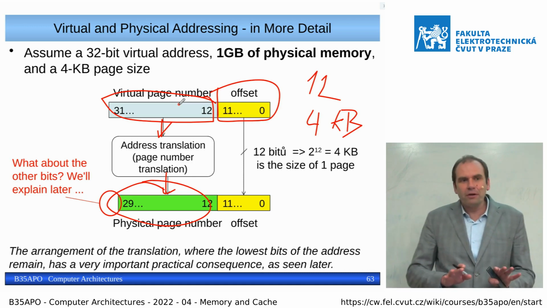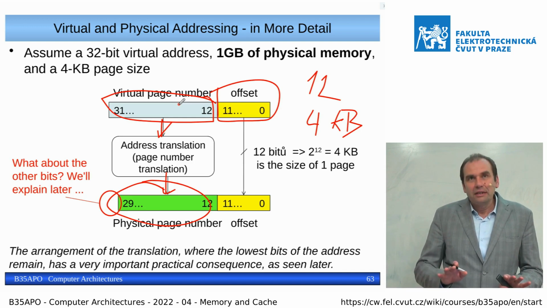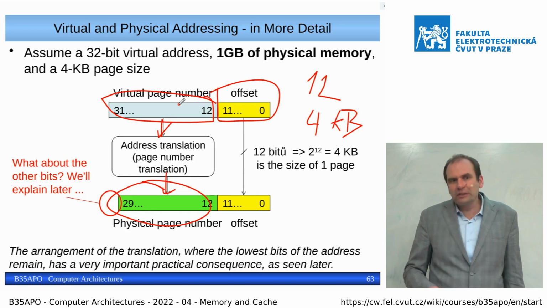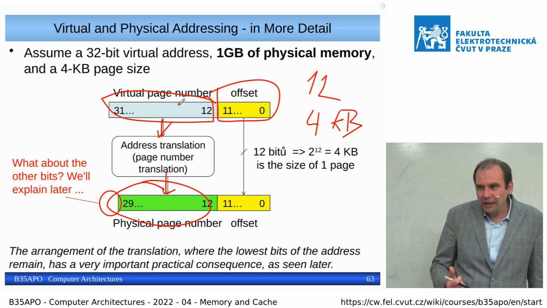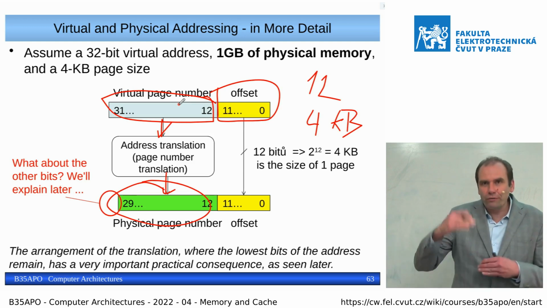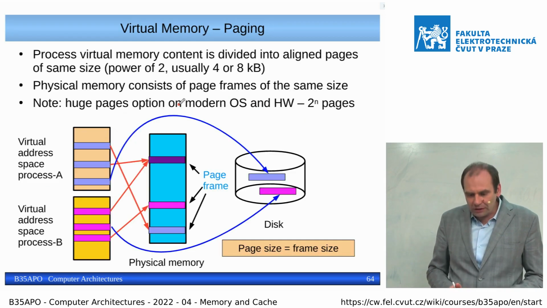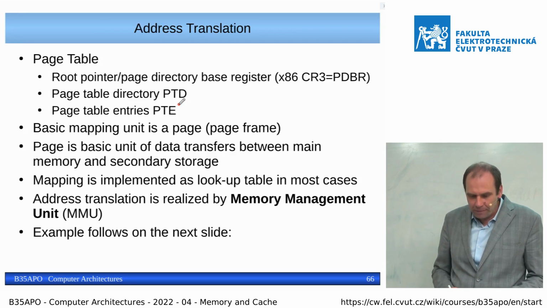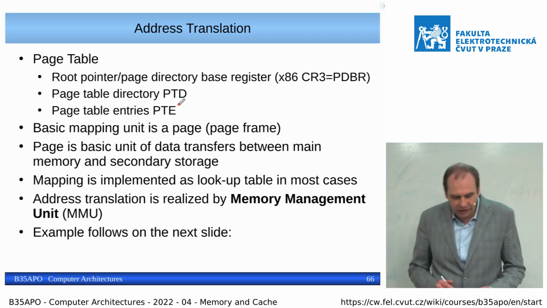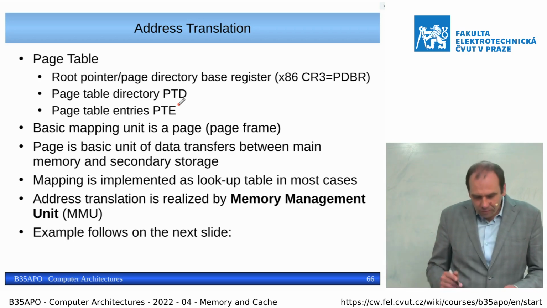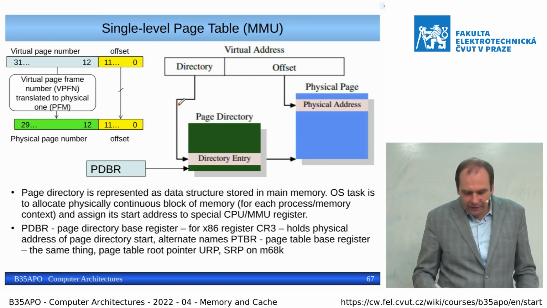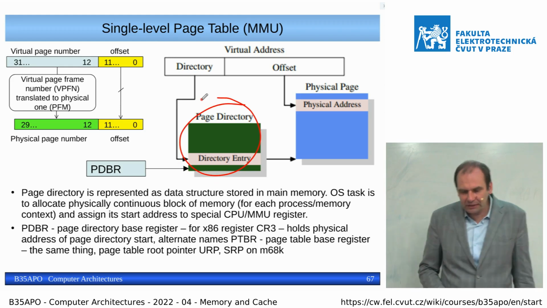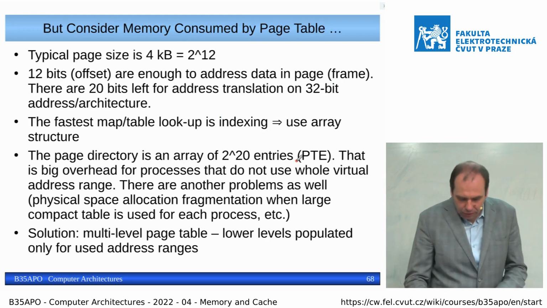And if we have more processes, then we need 4 megabytes each time we start a new process, which is a relatively large amount of data, and a typical process doesn't use all 4 gigabytes of the memory. So for this reason, we usually do not use a single-level page table, but we use multiple-level page tables. And for this reason, basically, we usually divide the page table into at least 2 levels.